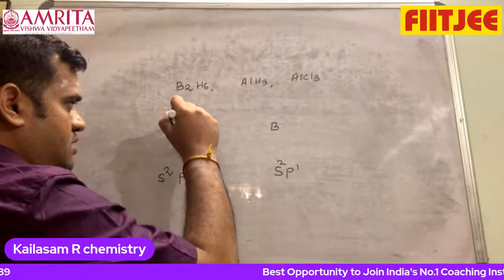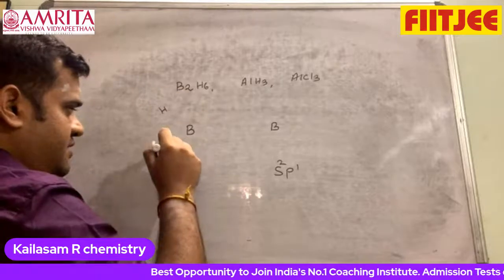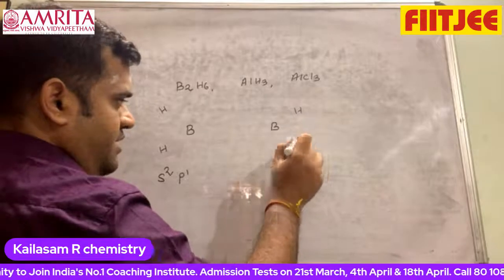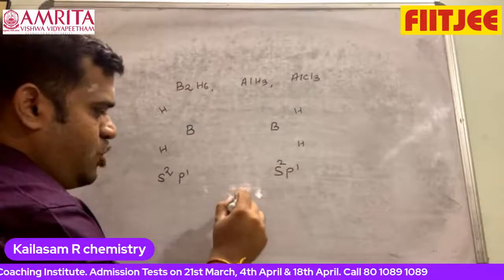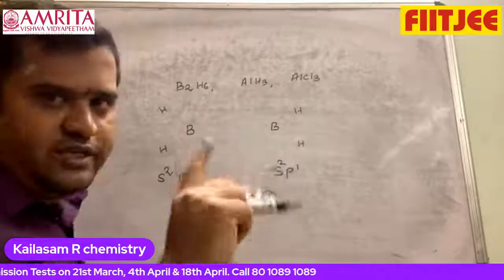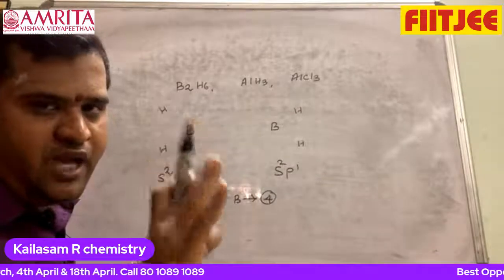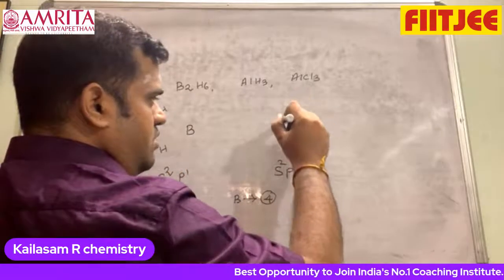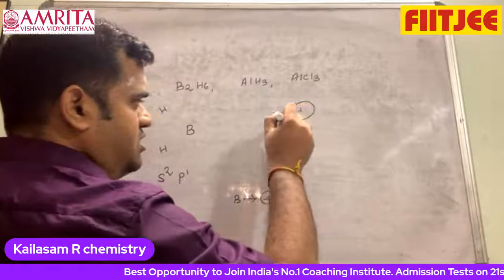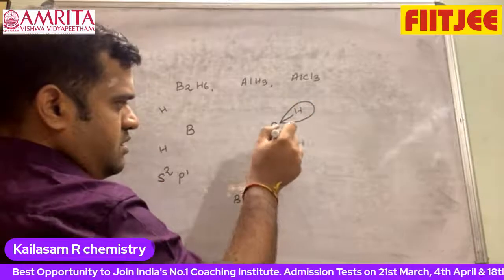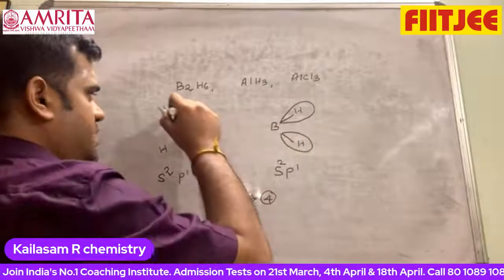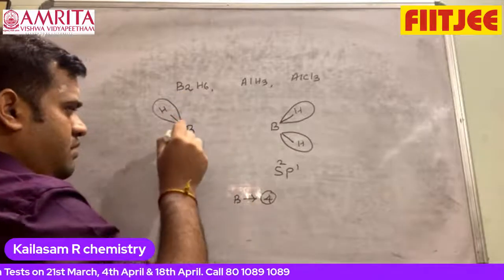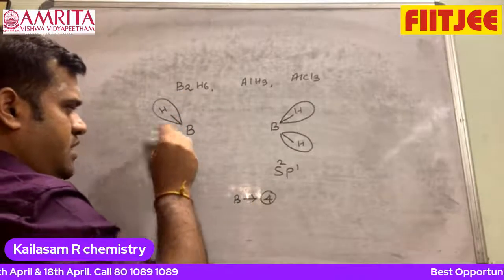I'm writing this just for understanding, hydrogen. Listen carefully. Obviously boron's maximum covalence is 4. That means it can use the s orbital and 3 p orbitals for the hybridization. Look at this. One electron is given for this, and this boron the same way. Like this we got it.